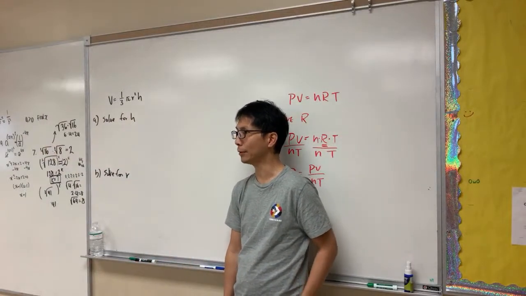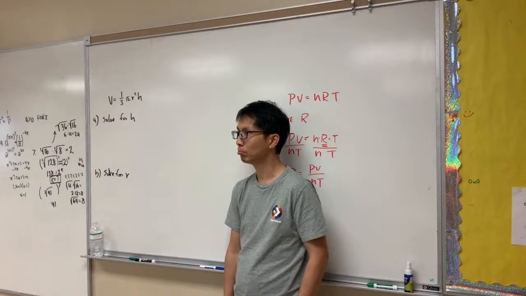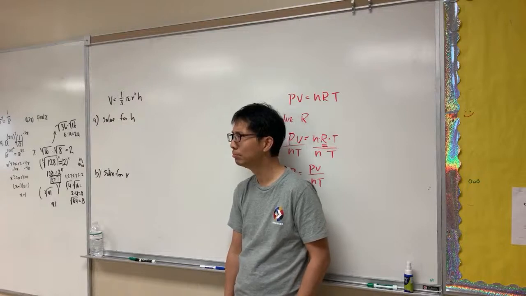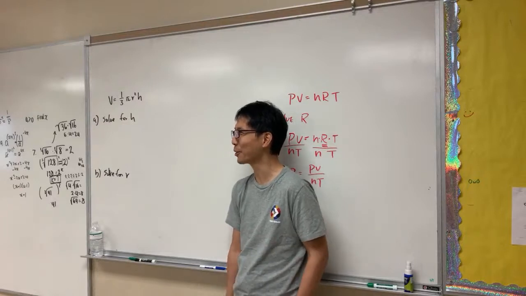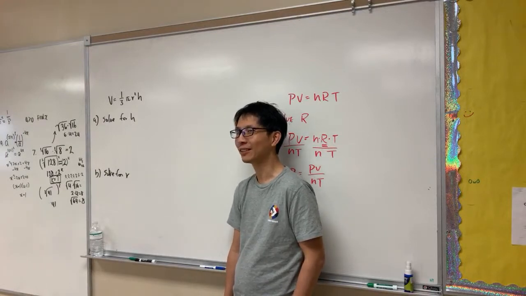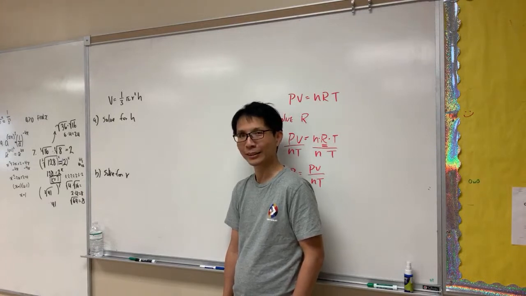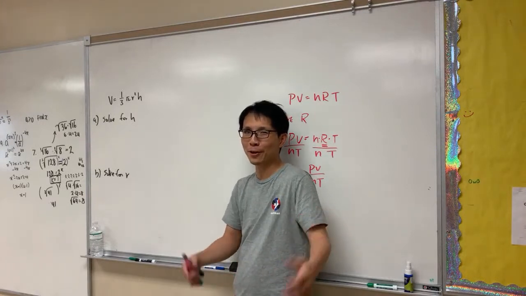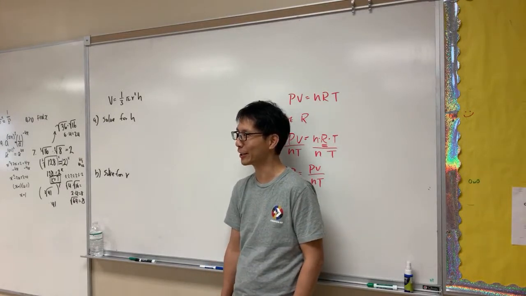Volume of what? Cone. Yes. Circle. That's a parabola. Volume of a parabola. Volume of a cone, yeah. Just random geometry. We just show the world how smart our pre-calculus is.